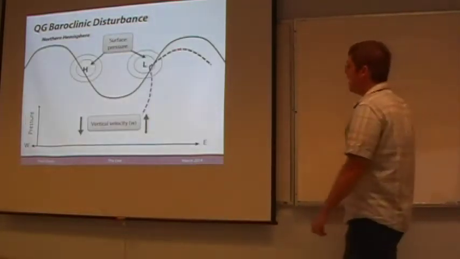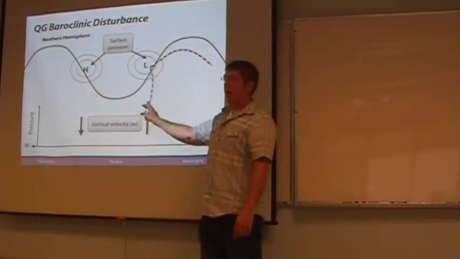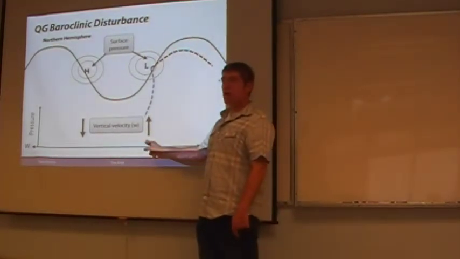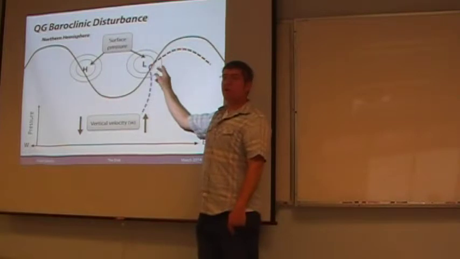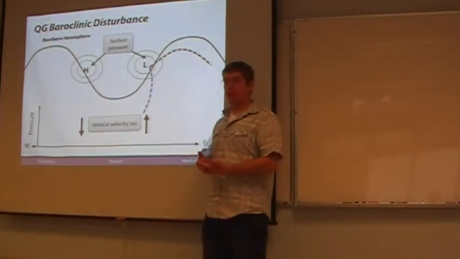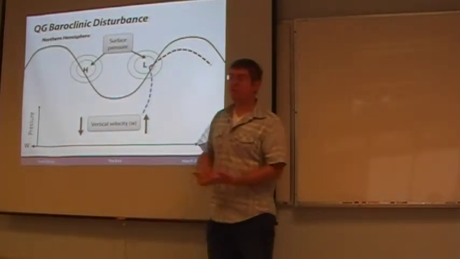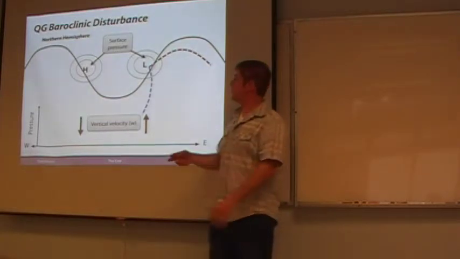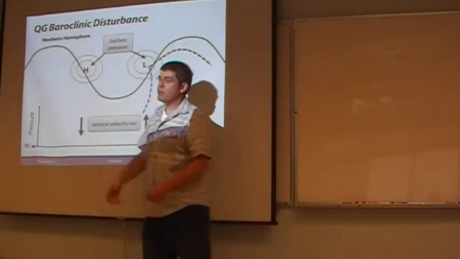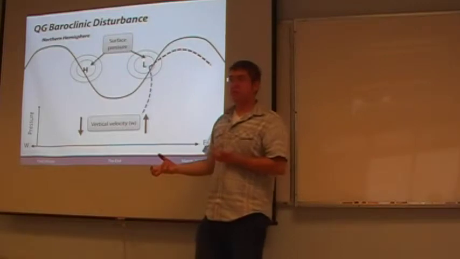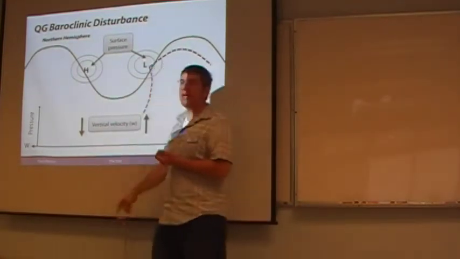Vertical velocity, as expected, is positive above the surface level low, and that's due to the fact that we have convergence at the surface associated with the low pressure. Convergence at the surface then drives vertical velocities associated with the flow. High pressure at the surface is associated with subsidence of the flow, and hence why we have negative vertical velocities at this point.